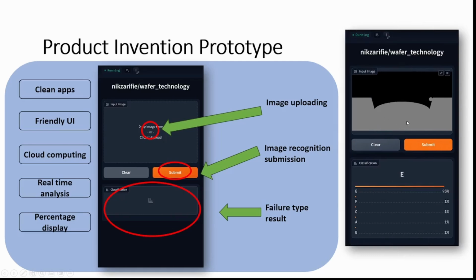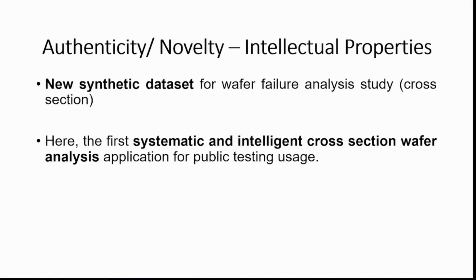So whereby this is the uploaded file image. After we press submit, the E class is basically defined, that this wafer is facing that particular E problem. Okay, so the way that we tell our authenticity and novelty, in terms of intellectual property and so on, is basically we try to propose our new synthetic data set for wafer failure analysis study.